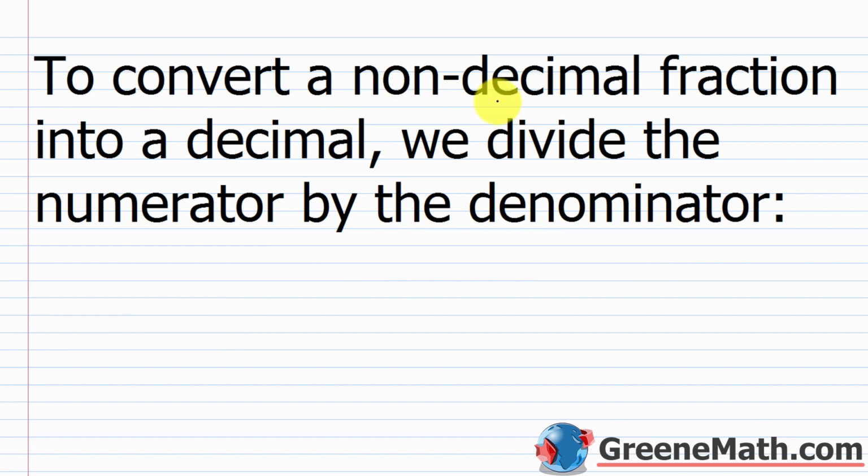To convert a non-decimal fraction, remember a decimal fraction is a fraction whose denominator is 10 or a power of 10. So again, to convert a non-decimal fraction into a decimal, we divide the numerator by the denominator. Very, very easy to do. So let's start out with something like 1/4. So all we need to do is take the numerator, which is 1, and divide it by the denominator, which is 4.